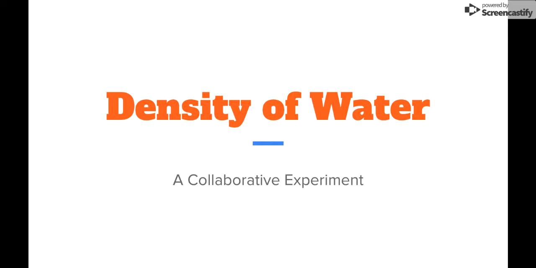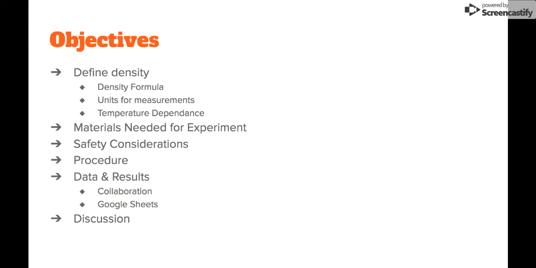This screencast will introduce the concept of density and review our safety precautions, procedure, and data analysis. Our objectives are to define density, what is the density formula, units for measurements, and temperature dependence. The materials needed for the experiment, safety considerations, procedure, data and results, which include collaboration and Google Sheets, and a discussion.